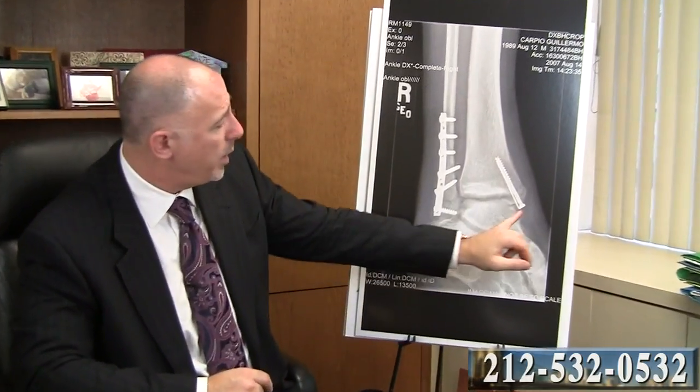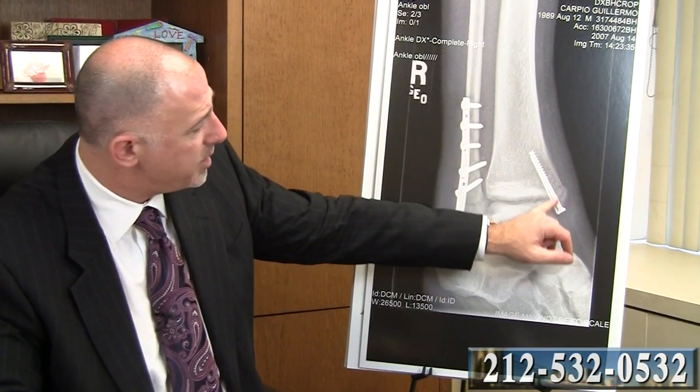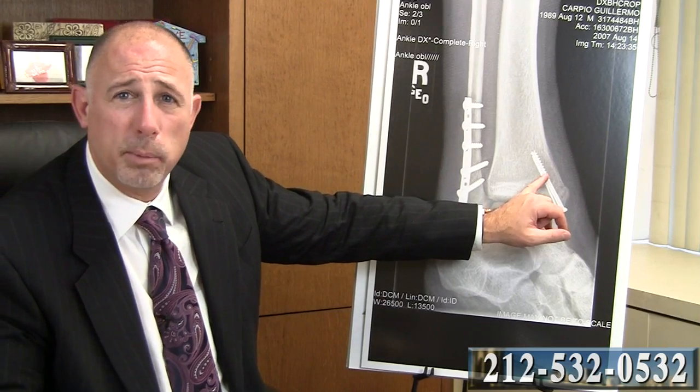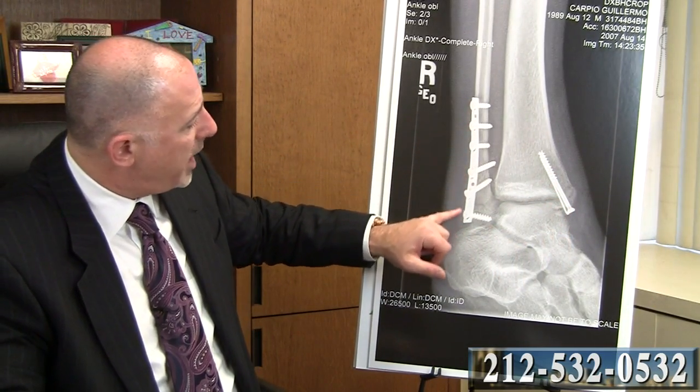And we see in this case that's exactly what was done here. We have a pin that went through the tibia fracture. You can see the fracture fragment here. It's now properly reduced, or put back into its proper place. And we have a side plate with screws that's holding the fibula fracture into place.